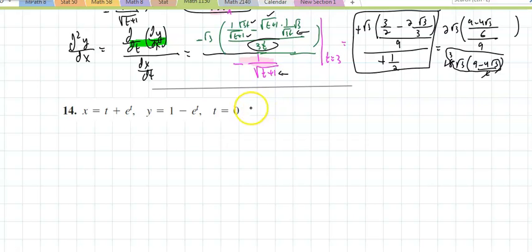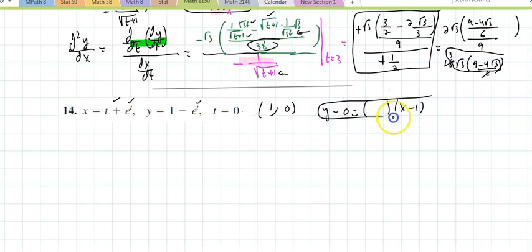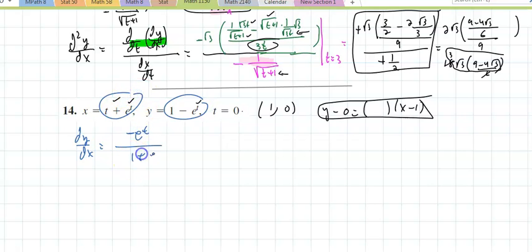And the last example I want to try is number 14. At t equals 0, if I plug 0 in there, I'll get a 1 and a 0. So y minus y1, y minus 0 equal m into x minus 1. And if I find dy dx, that would be the change of y with respect to t. 1 plus e to the t, evaluated at t equals 0, that would be negative 1 over 2. There's the problem done.